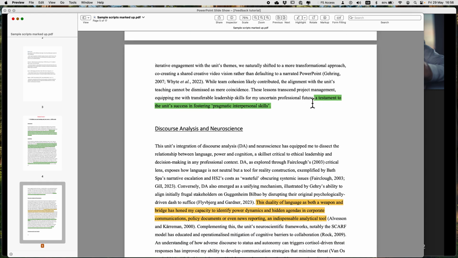"In this paragraph, future treatment to the unit's success in fostering pragmatic interpersonal skills." And this is something that I like because it's bringing together several ideas from the unit and demonstrating that they've grasped the learning objectives here, because this is a central theme of the unit. So showing they understand the unit, what we were getting at, and integration of themes.